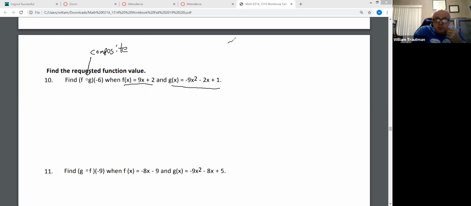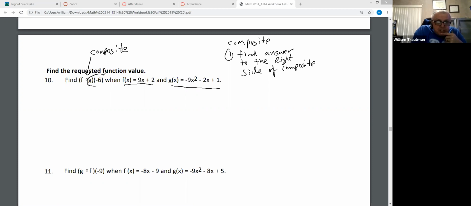Composite means step 1, find the answer to the right side of the composite. In other words, the right side is this right here. I need to find this first: g of -6. So you always take the right side first. Find the answer, and when we say answer, we're talking about finding the y value or whatever the answer is. So here's g. I have to put -9x squared minus 2x plus 1, and I am going to plug in -6.